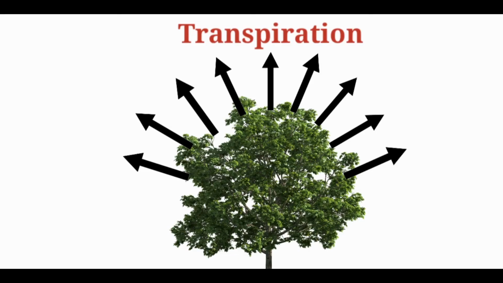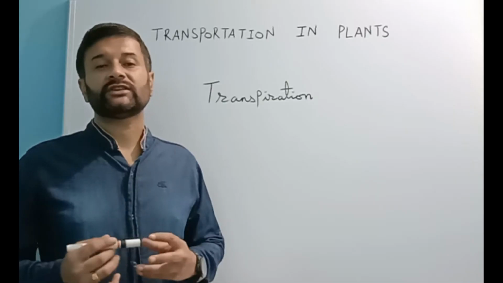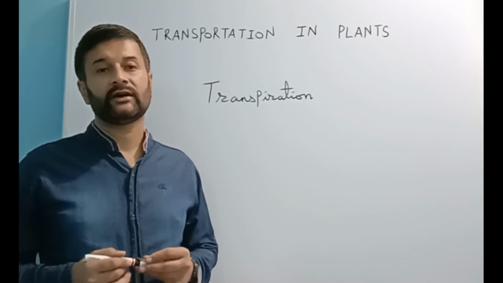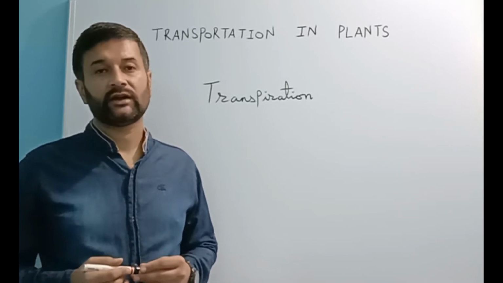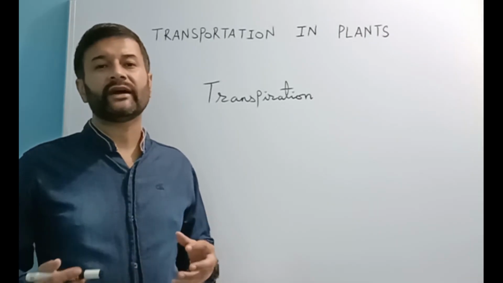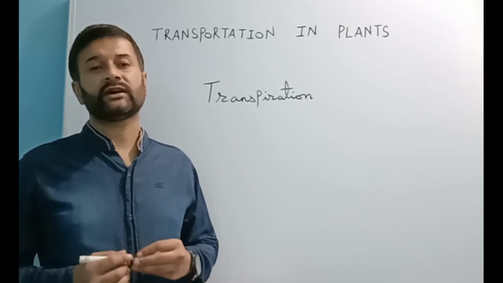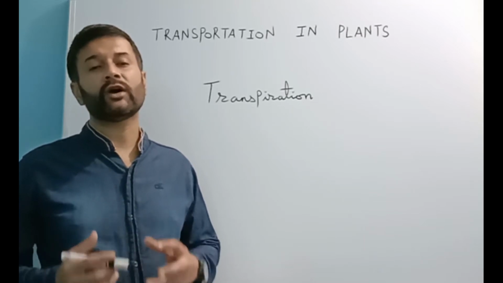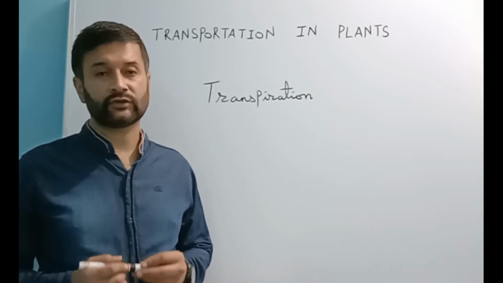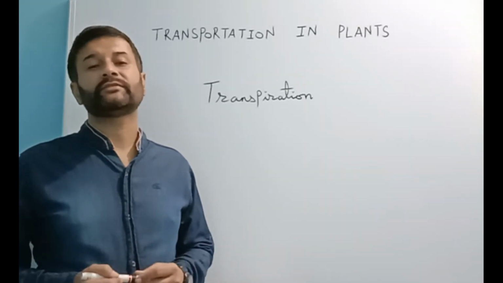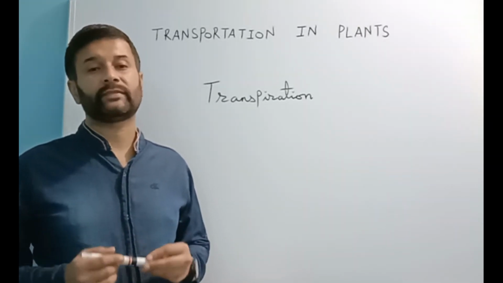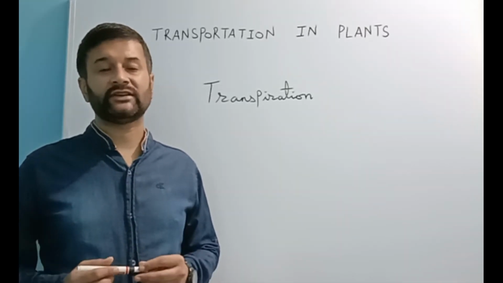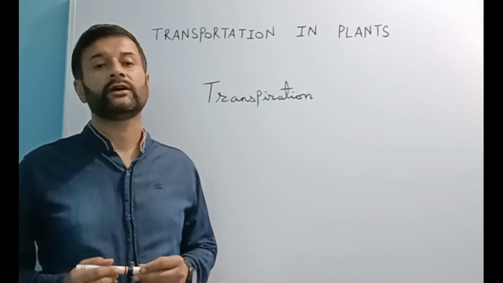Transpiration. Transpiration is the loss of water from the aerial parts of the plant such as leaves, stem, flower, etc. in the form of water vapor. Water absorbed by the roots reaches the aerial parts of the plant through the xylem, where only a small amount of water is used for photosynthesis. Nearly 99% of the water absorbed by the plants is lost through transpiration. Let us perform an activity to demonstrate the process of transpiration.